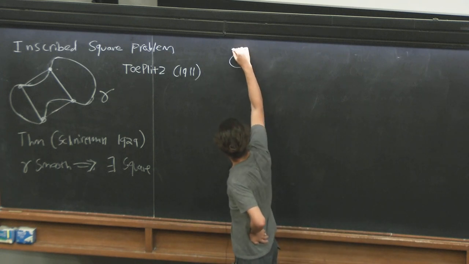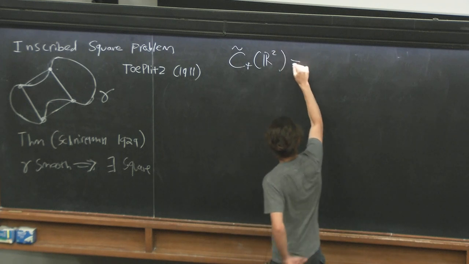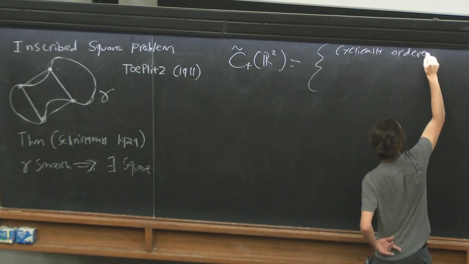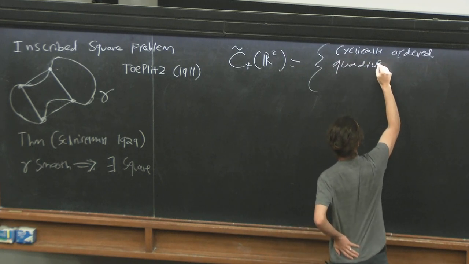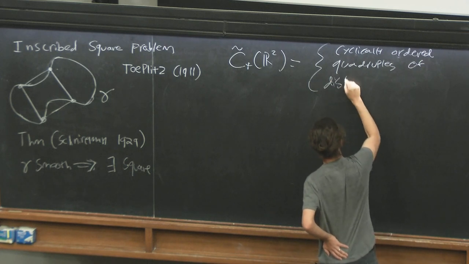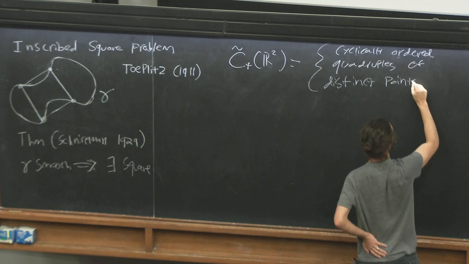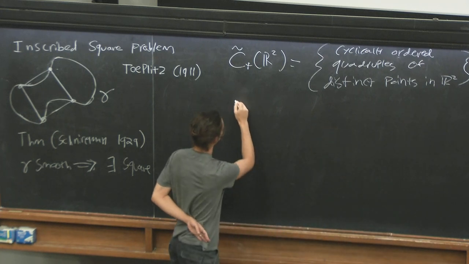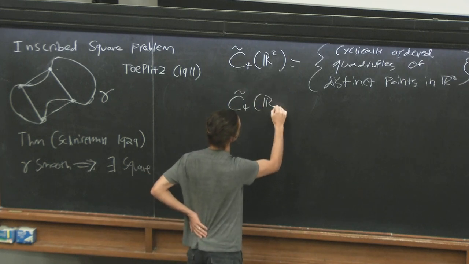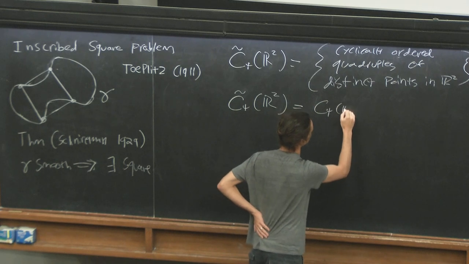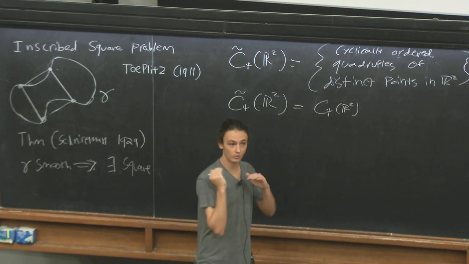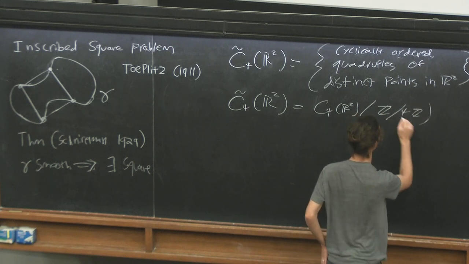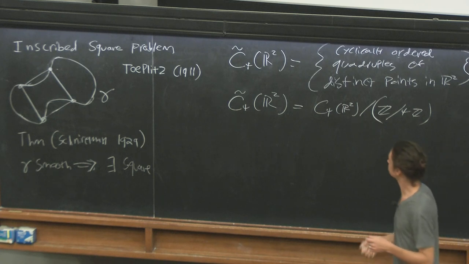Well, I'm going to define a configuration space, which I'm going to call C4 tilde of R squared. It's the set of cyclically ordered quadruples of distinct points in R2. Just to clarify exactly what I mean, we can define this as a quotient space of the standard configuration space, C4 of R2, which is just quadruples of distinct points in R2 that are ordered, so this is just an open subset of R to the 8, and we mod out by a Z mod 4Z action, which corresponds to just cyclically permuting the coordinates of a tuple, okay?